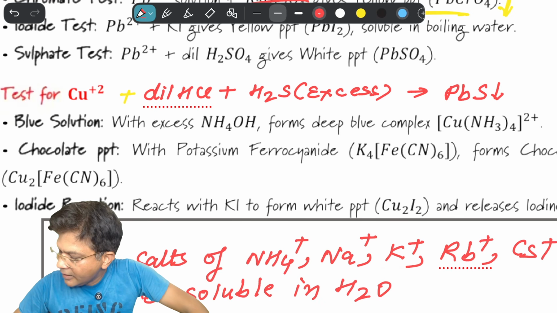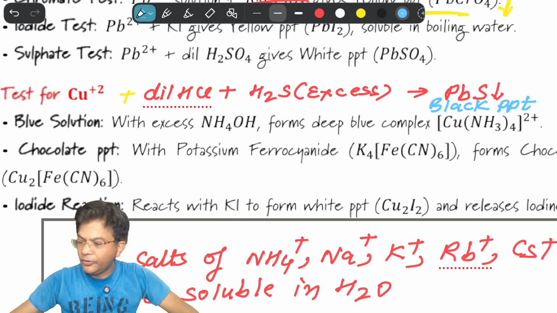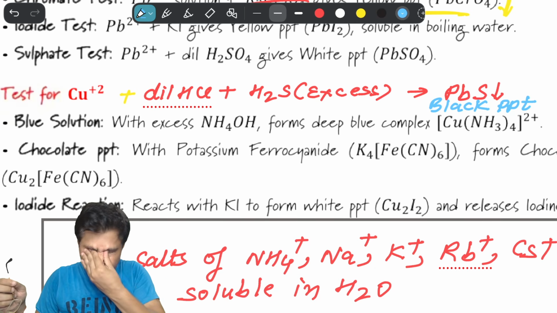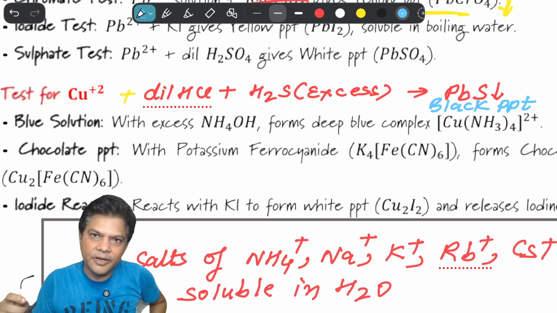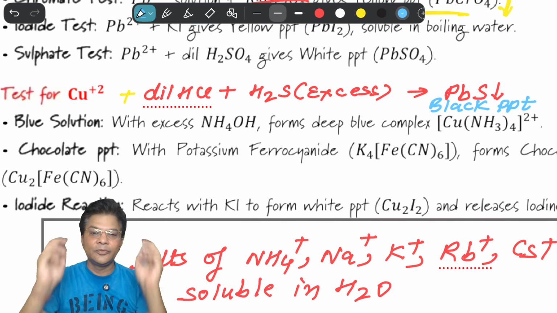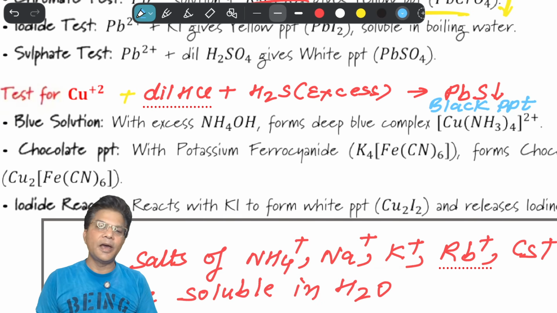Black PPT. I told my team to write each and everything, but they must have thought that this is very simple and everyone knows. But my team doesn't know that these kids are at a very basic level. They don't know anything, so they forgot to mention it. No problem, Baba has written.